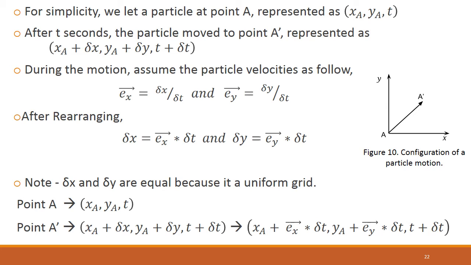So at the given time, at t is equal to 0, or initially, it has position x, y, and time t. Then it's going to move, so it's going to have some displacement. So that's what this point A dash represents.